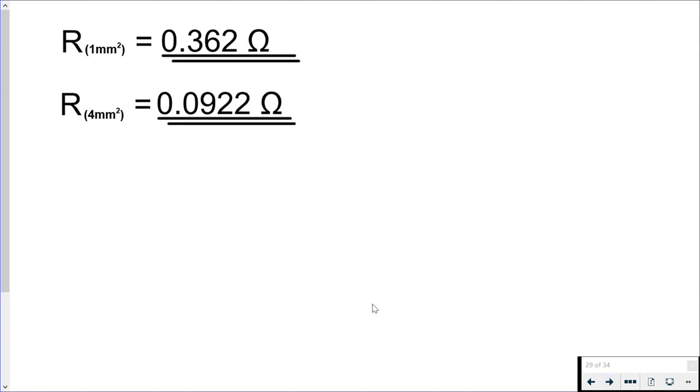0.0922. And if we take these two values here, you'll see there that the 4 millimeter squared conductor is roughly a quarter of the 1 millimeter squared conductor's expected resistance. Why? Because we have increased the cross-sectional area by a factor of 4, therefore we decrease the resistance by a factor of 4. And again, the discrepancy is just because of how the values are obtained in the book.